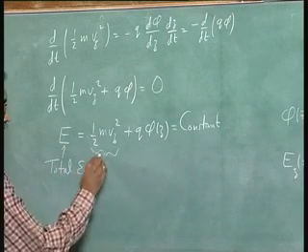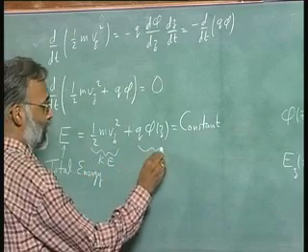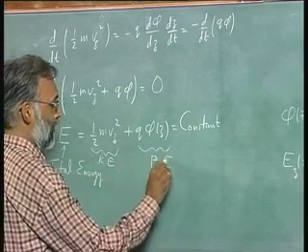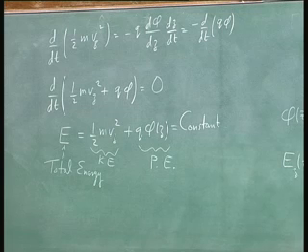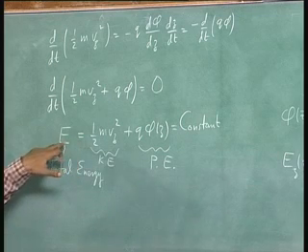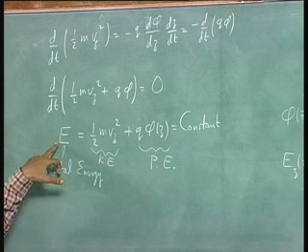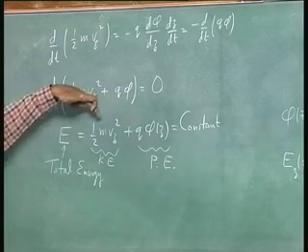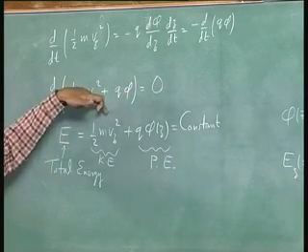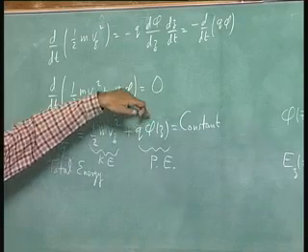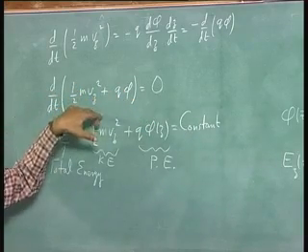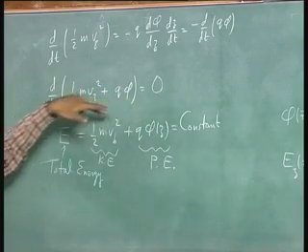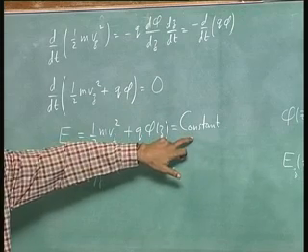This is kinetic energy. This is potential energy. So, clearly what is happening is that the total energy of the particle is remaining constant. As the particle moves in z, it can exchange kinetic energy for potential energy or potential energy for kinetic energy, but the sum of the two must be a constant.